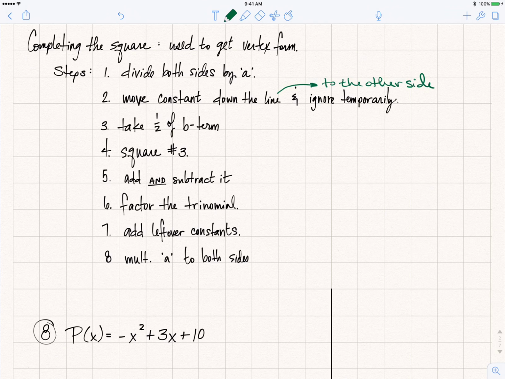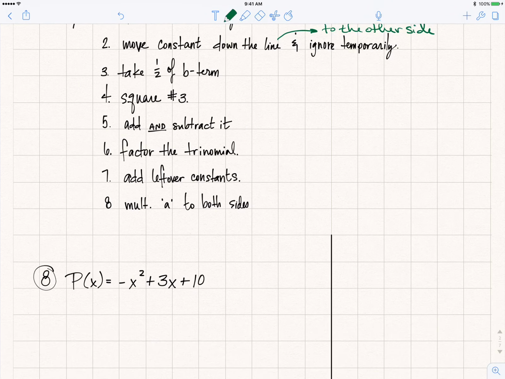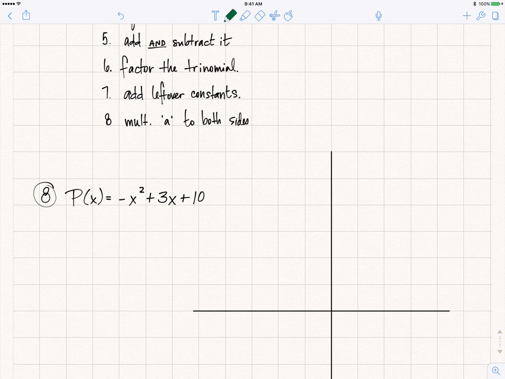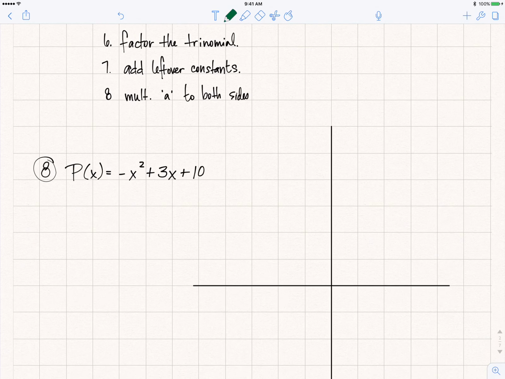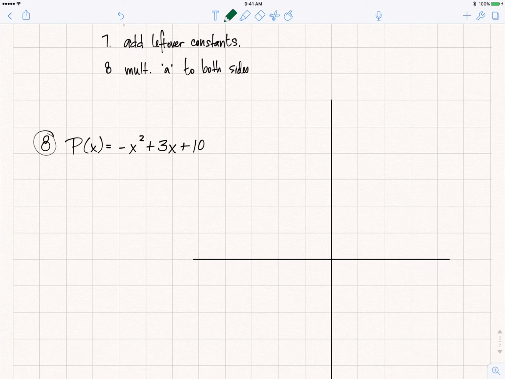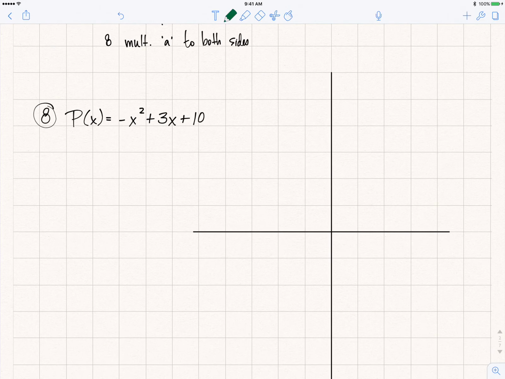After that, you're going to want to take half of your b term. You want to square that number, whatever you got when you took half of your b term. Then you'll want to add it and subtract it. Commonly, instructors will say that you'll want to add it to both sides, and that is also a possibility. After that, you'll factor the trinomial. Then you'll add the leftover constants, and then you'll multiply a back and give it back to both sides.